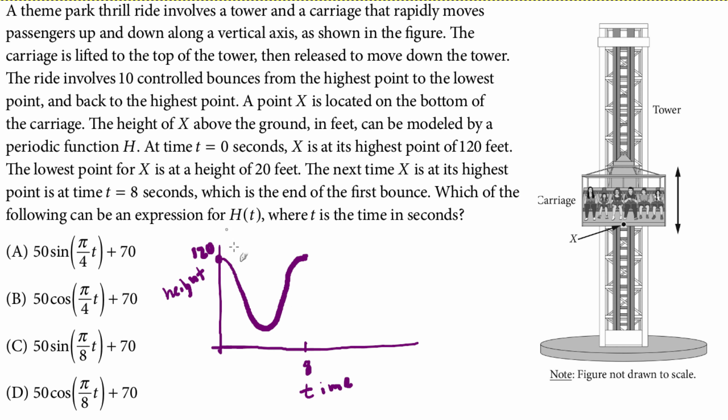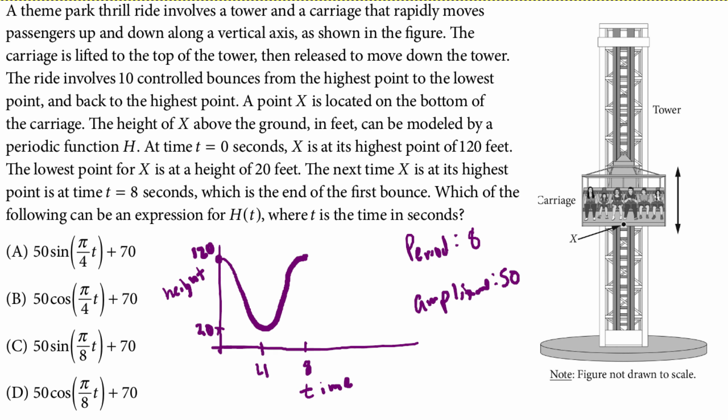Now, we know that the way this is going to be set up, if it's a sine or cosine, it will hit its minimum halfway between 0 and 8 at 4, and we want to hit a minimum of 20. From this, we see right away that the period is 8, and the amplitude is going to be half the distance from 20 to 120, so that's going to be 50.